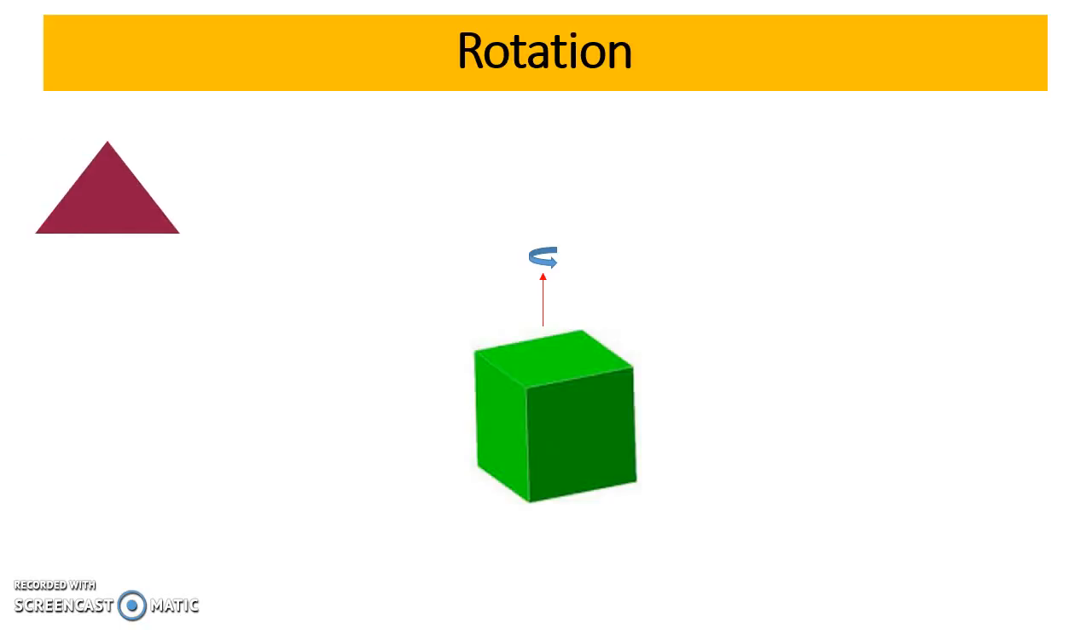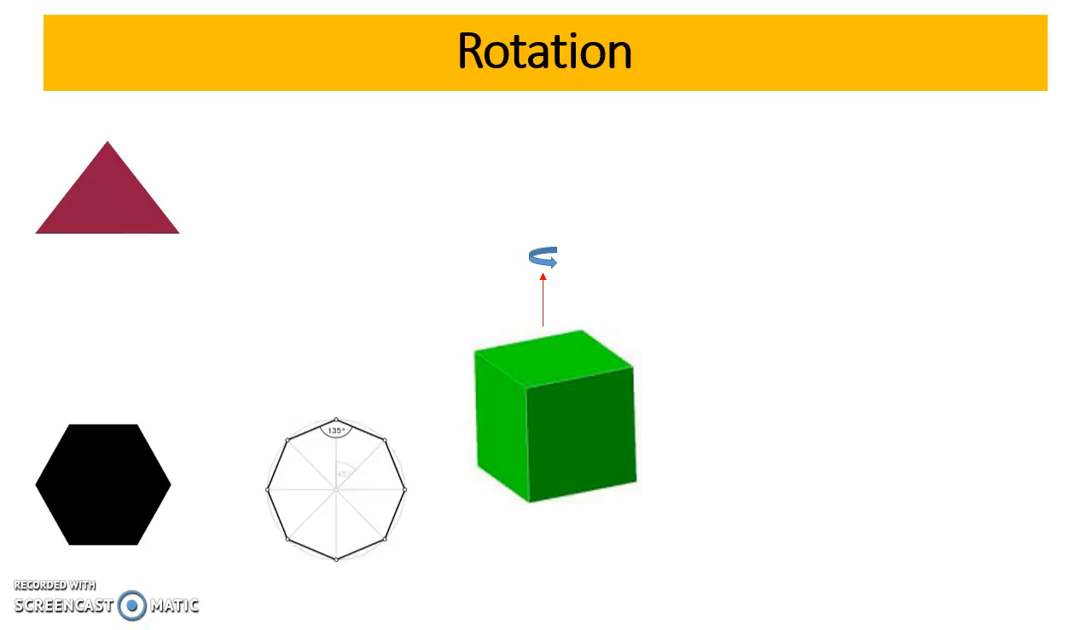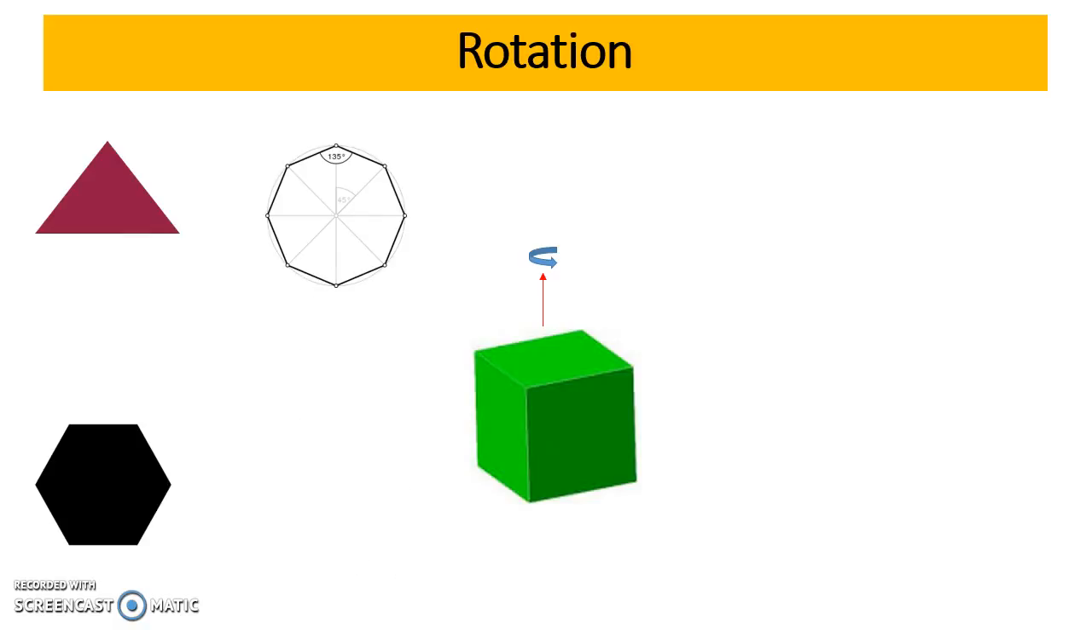In the case of a triangle, if we rotate it through 120 degree, it gives rise to a configuration the same as that of the previous one. In the case of a regular hexagon, rotation by 60 degree. In the case of an octagon, rotation by 45 degree gives rise to the same configuration as that of the previous one.